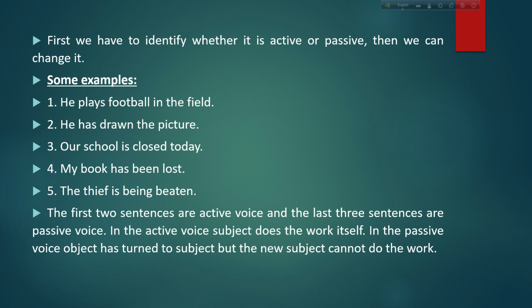But the thief is being beaten. Here, the thief is an animate, living thing, but it is not he who is doing the action. The thief is being beaten. He is the object here. Somebody else is beating the thief. So the thief here is the subject, but it cannot do the work by itself. So this is also passive voice. In sentences 3, 4, 5, it should be by someone, by somebody.